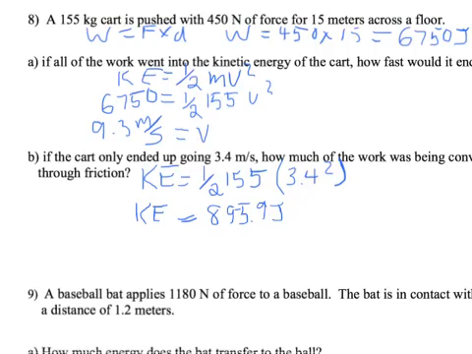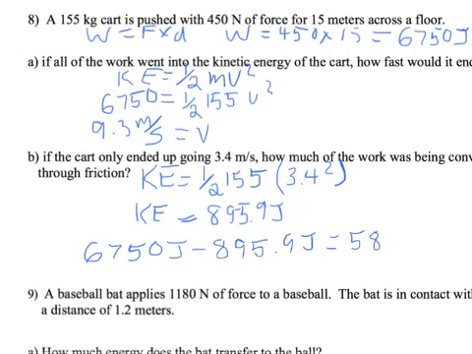And then I'm going to say, well, this is how much energy I got when I push on the cart. This is how much energy I put into it. So the missing energy is work. So I take this amount of energy here, 6750 joules of work was done on it, minus what I actually got in kinetic energy, which is here. So I'll say minus 895.9 joules, and that gives me 5854.4 joules.